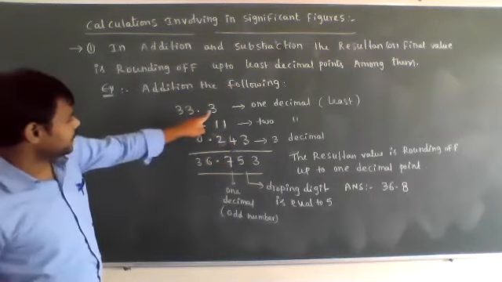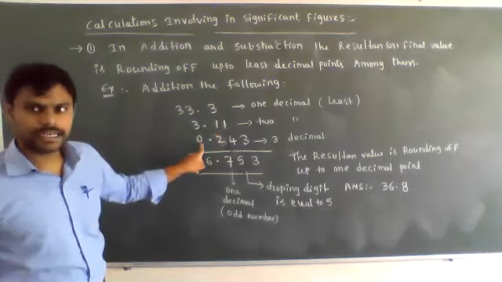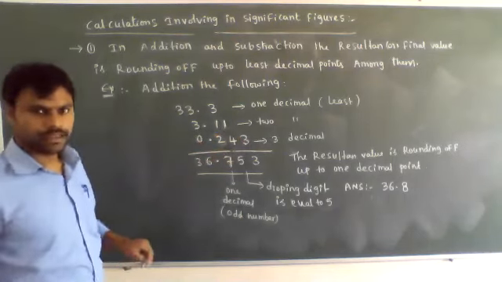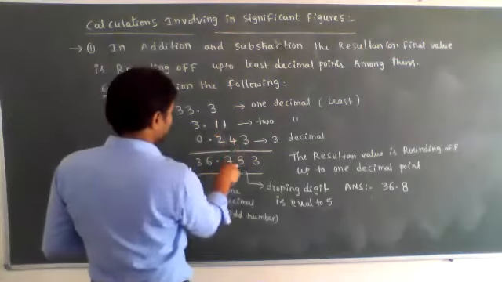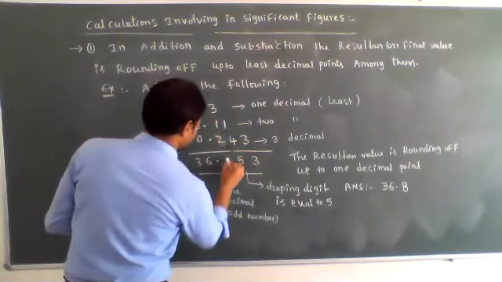Let's see one more example. Now 33.3, 3.11, 0.243. I have to add that: 3, 5, 6. 36.8.